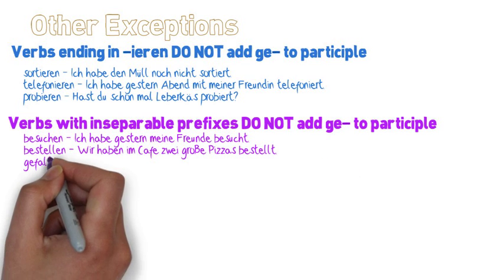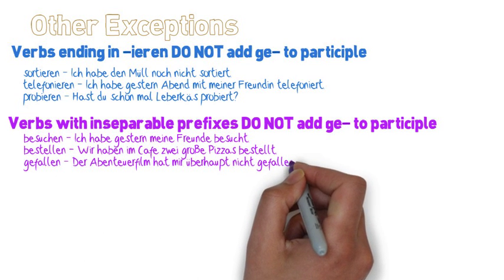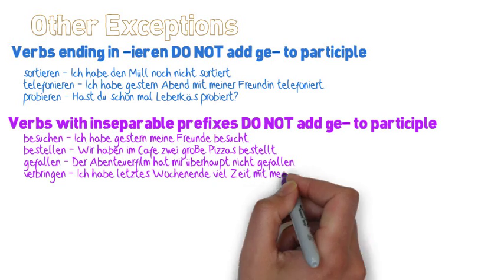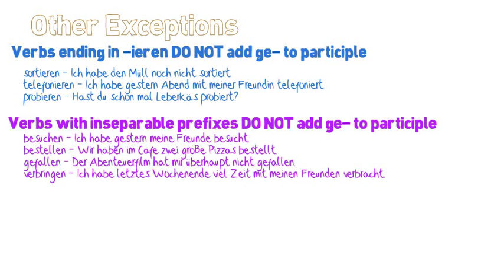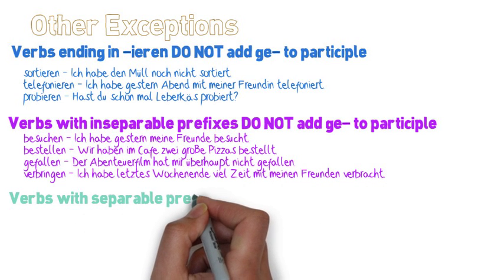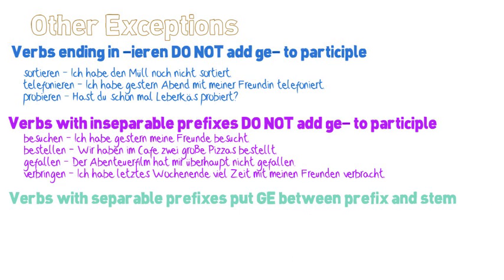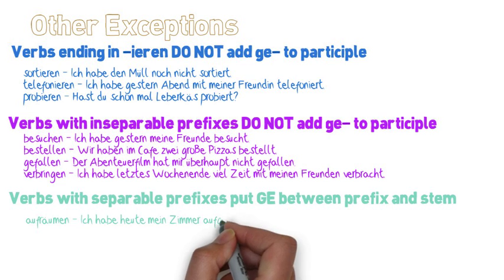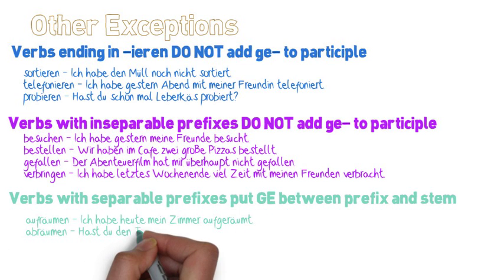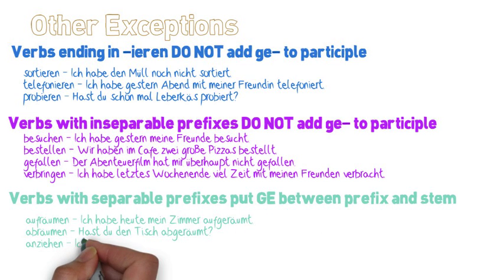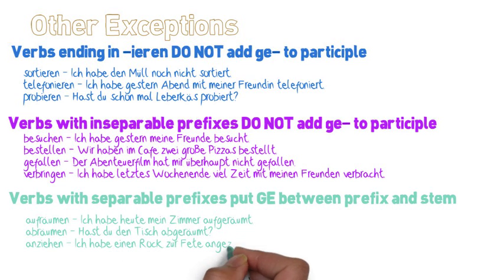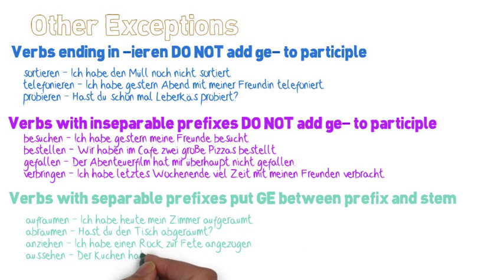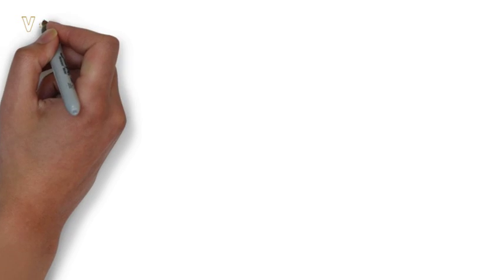So besuchen becomes besucht, gefallen becomes gefallen, not gegefallen. Bestellen becomes bestellt, verbringen becomes verbracht with no ge. Finally, verbs with separable prefixes, such as an, auf, ab, aus, etc., put the ge between the prefix and the stem in their past participles. For instance, aufräumen becomes aufgeräumt, abräumen becomes abgeräumt, anziehen becomes angezogen, aussehen becomes ausgesehen.